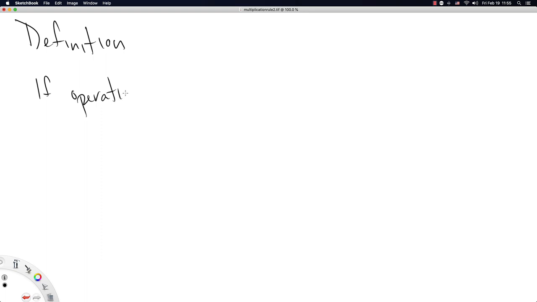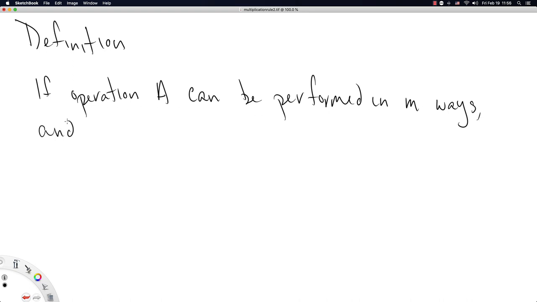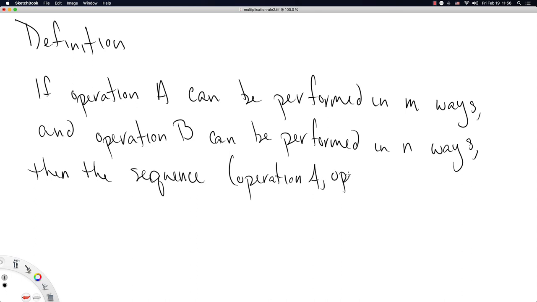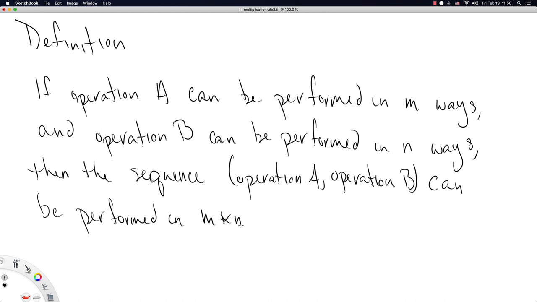If operation, for whatever operation A is, can be performed in M ways, and operation B can be performed in N ways, then the sequence, operation A followed by operation B, can be performed in M times N ways.